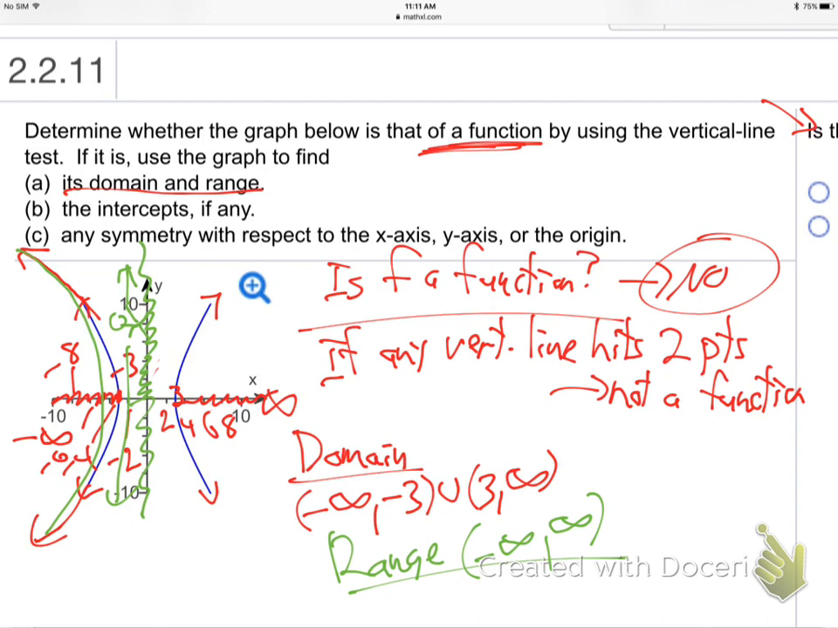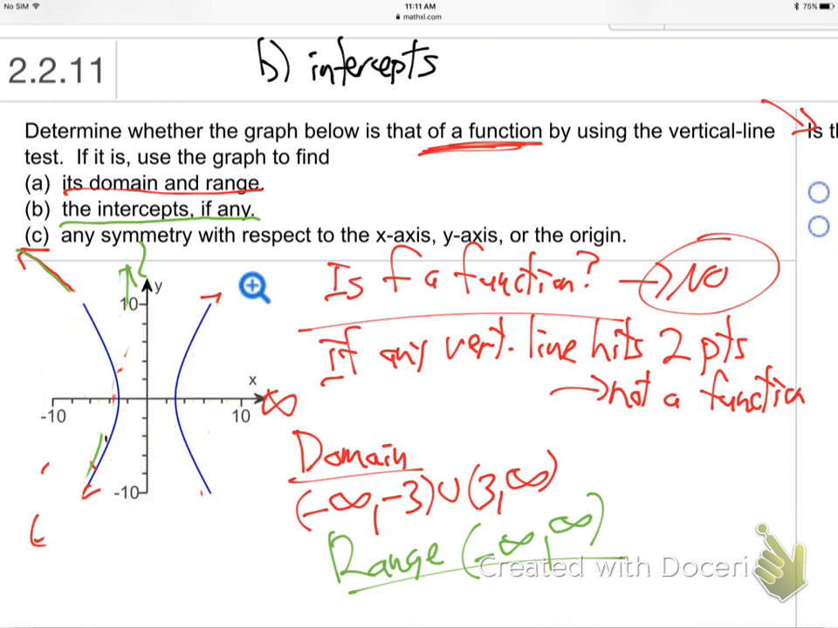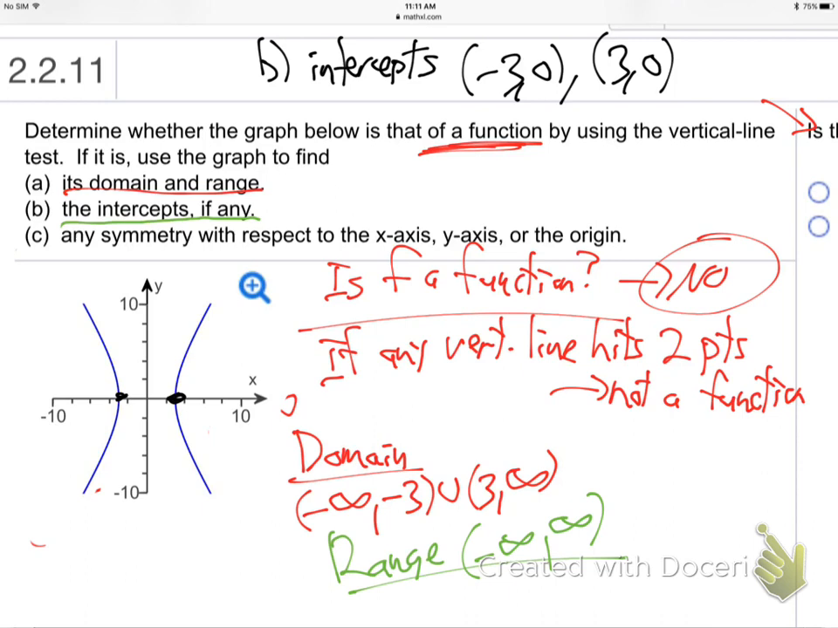All right, now, question B, the intercepts, if any. They're just asking us a million questions about the graph. What are the intercepts? That means the places where the graph hits the grid system, right? So where does the graph hit the grid system? Just right here and right here. So what are those points? That's the point back 3, up 0, and over 3, up 0. This dot is negative 3, 0. This is 3, 0. We good so far?